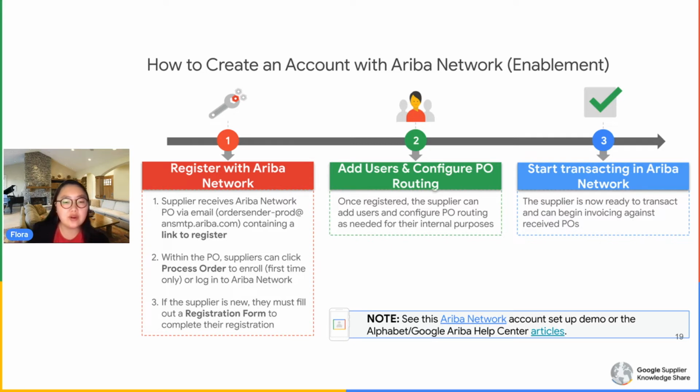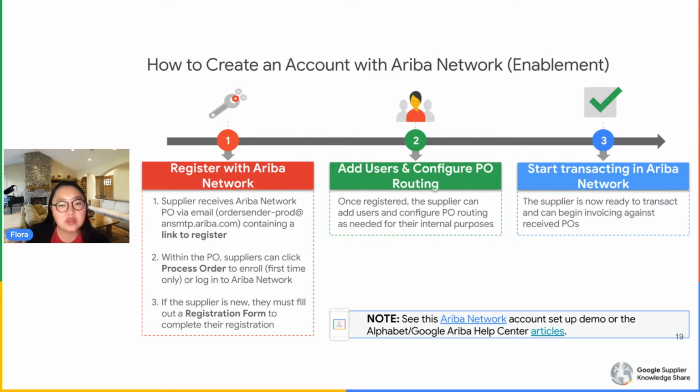Then if it's your first time with Ariba Network, you will need to register and create a username and password. But if you already have an Ariba Network account, you have the option to log into your existing account and then accept the connection with Google. And the third step, if you haven't completed the enrollment process which Carl mentioned earlier, finish the enrollment process first before your enablement.